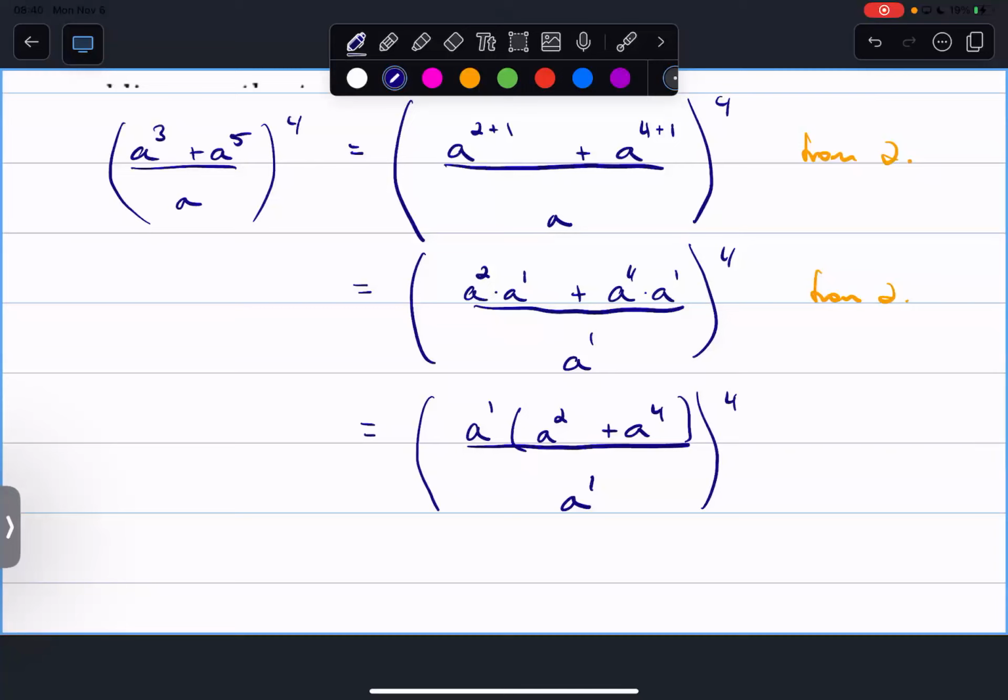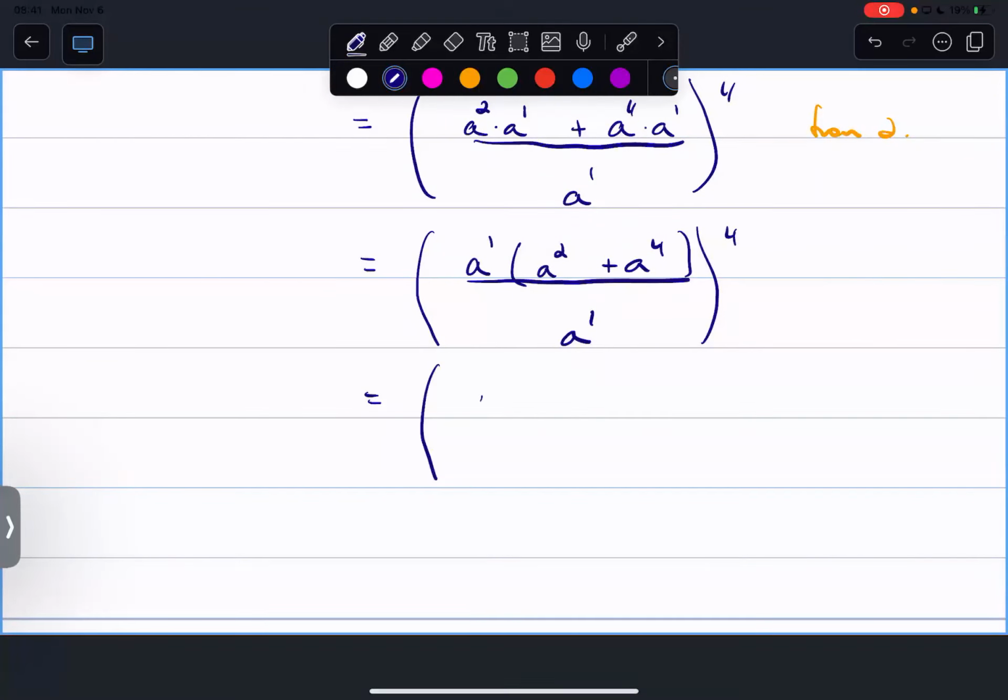That's just from a common multiple rule. But now I'm allowed to cancel. Canceling, I'm having to dig down into my exponent rules. How am I canceling technically?